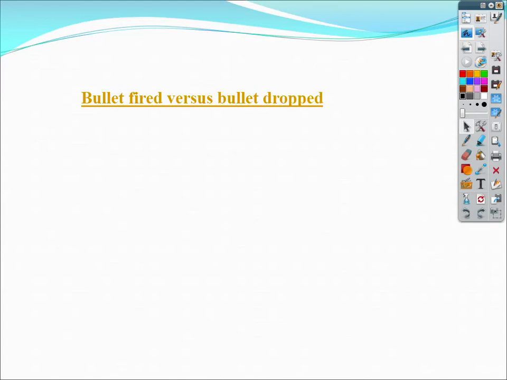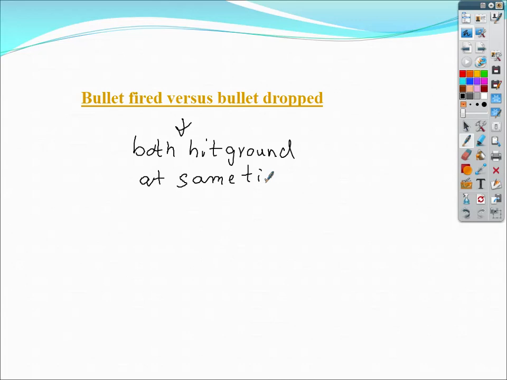The answer is both of these will hit the ground at the same time. All right? This is a classic. Yes, this is true. They both will hit the ground at the same time. Let me finish that, at the same time. And that's because, obviously, a lot of people sit there and go, nah, I think the bullet drop's going to hit the ground faster because it doesn't go as far.